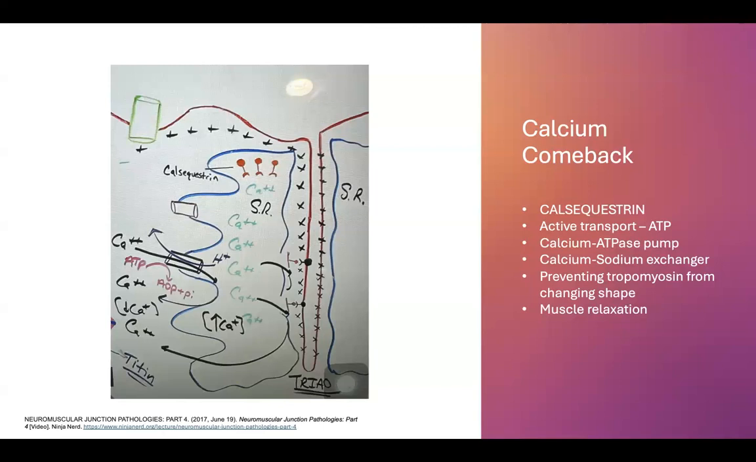And also calcium can move outside the sarcoplasm and the cell through protein channels in the membrane, also using secondary active transport and ATP.